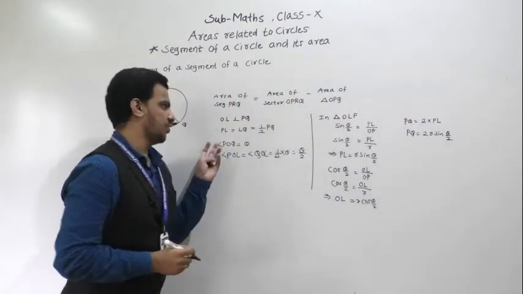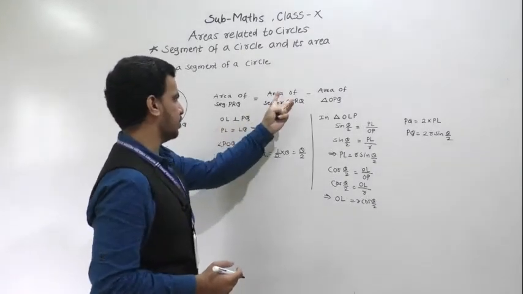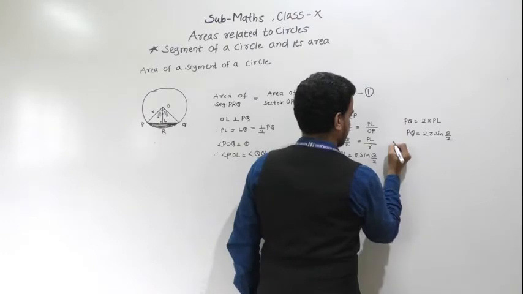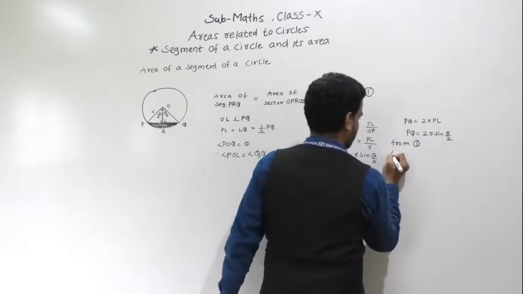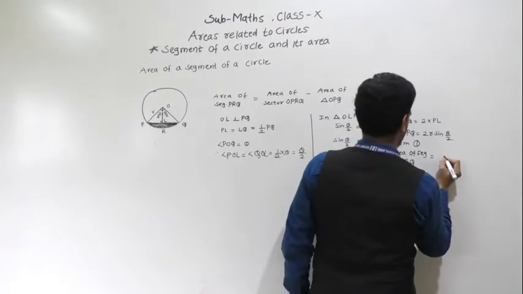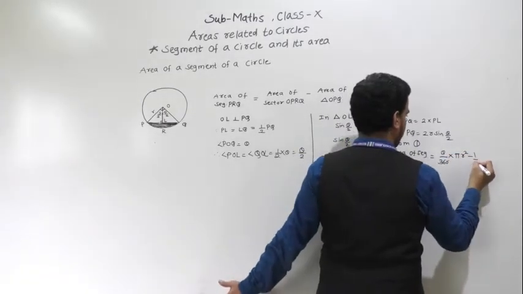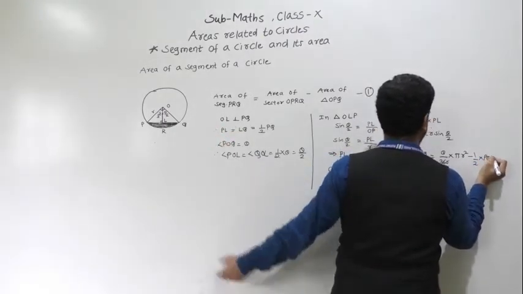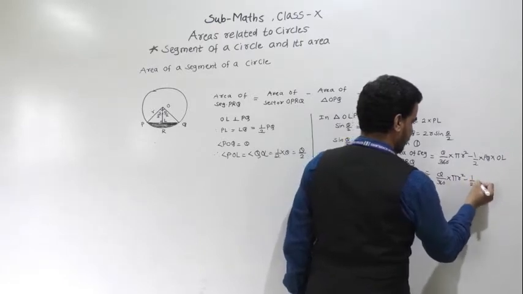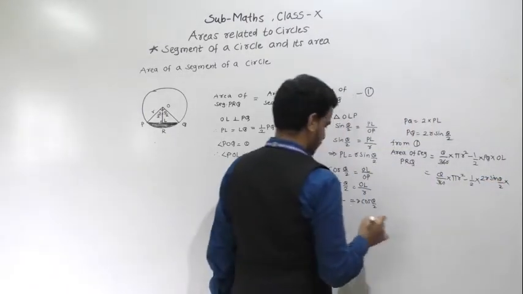Now we can find the area of triangle OPQ, that is half into base PQ into height OL. And we know that the area of sector is theta upon 360 into pi r square. So in this formula if we put the values, the area of segment PRQ is equal to area of sector, theta upon 360 into pi r square, minus area of triangle, half into base PQ into height OL. So theta upon 360 into pi r square minus half into PQ, which is 2R sine theta by 2, and OL is R cos theta by 2.